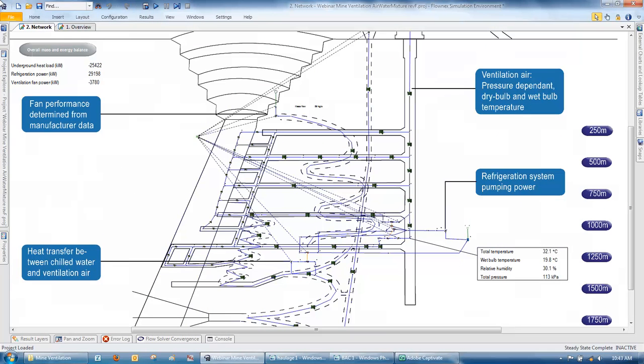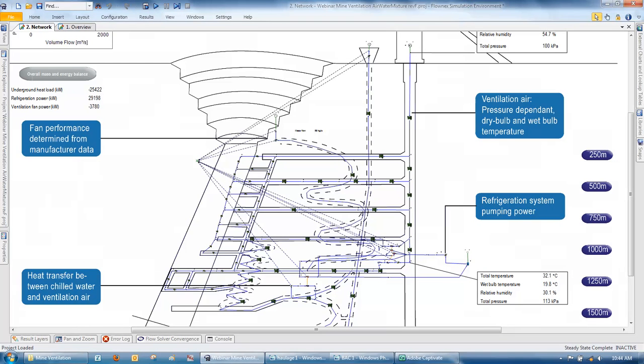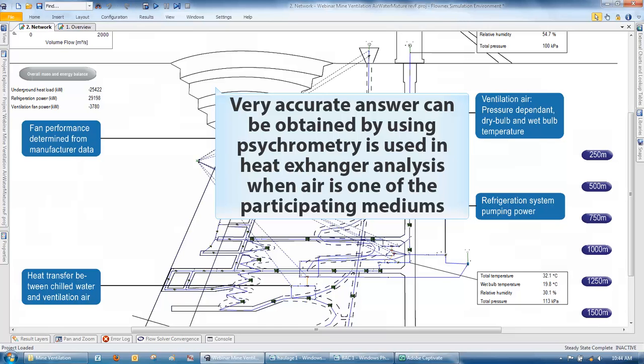Now, what is also useful in this network is that the air-water mixture is used for the ventilation air. This is important because the humidity in air usually plays a significant role when it comes to heat transfer. If this is neglected by using pure air, you'll typically find that the answers are inaccurate. This is typically a very great advantage when you use Flownex because you can obtain very accurate answers.